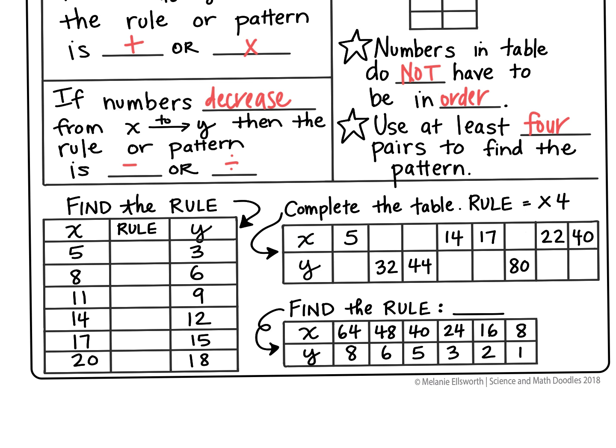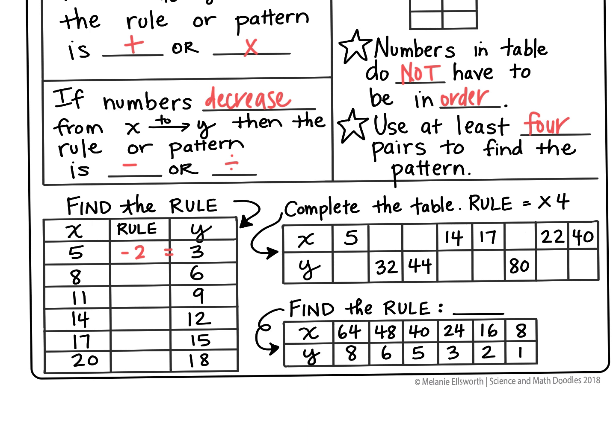On the first one, it says we need to find the rule. So when we find the rule, we are trying to figure out what we are doing to the x to get to the y. If we think that we're subtracting, how much to get from 5 to 3? 2. If we think we're subtracting 2, we better make sure it works for the others before we say it's our rule. Would it work from 8 to 6? Yes. 11 to 9? Yes. 14 to 12? Yes. Okay, so we can know and prove that our rule is minus 2.